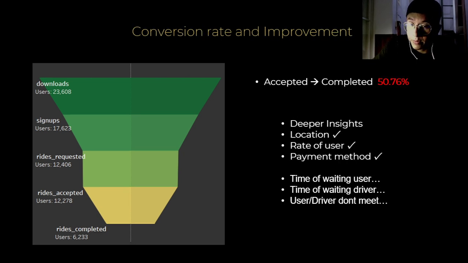As we saw before, the step with the lowest conversion rate was rides accepted to rides completed. Having this last step, only 50.76% of users that requested a ride complete it.